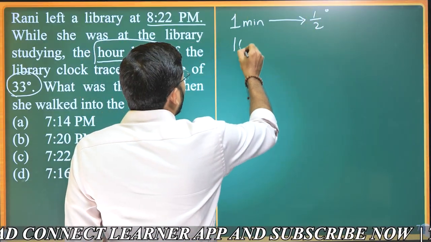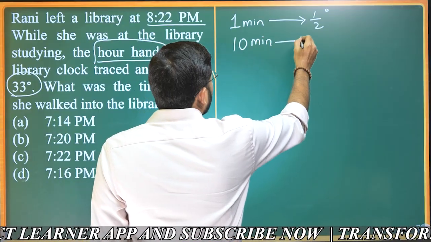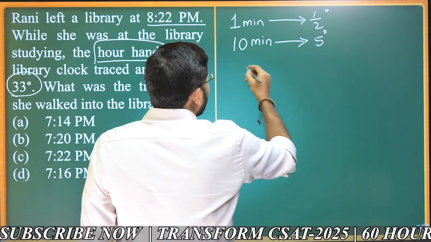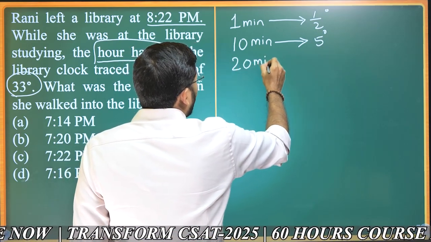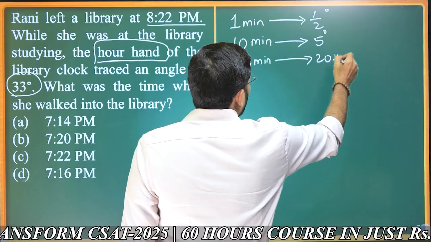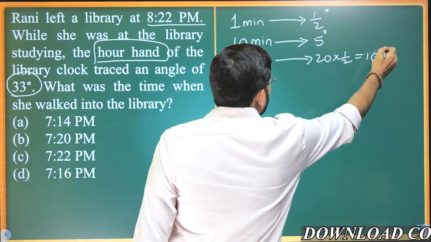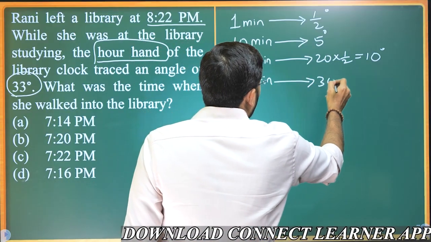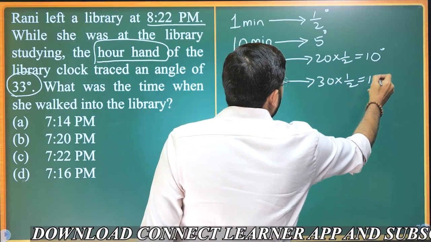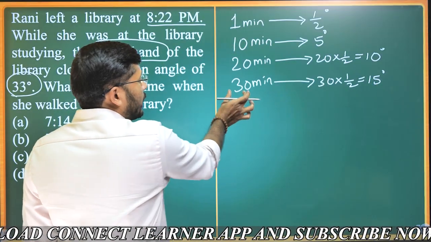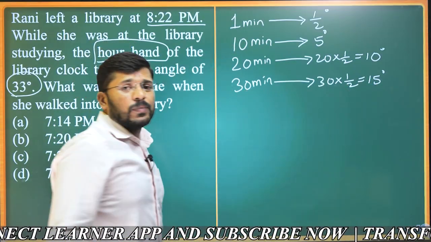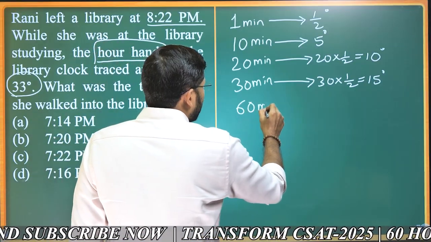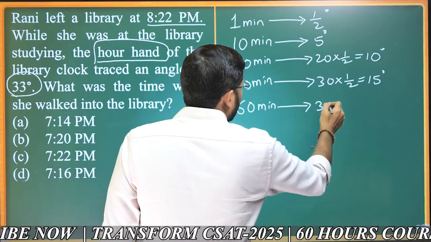For example, for 10 minutes, how much degree angle will it make? It will make 5 degree because 10 into half is 5 degree. For 20 minutes, how much angle will it make? 20 into half, that is 10 degree. For 30 minutes, 30 into half, that is 15 degree. So whatever the minute number be, half of that will be the degree angle made by the hour hand. So for 60 minutes, it will make 30 degree angle.